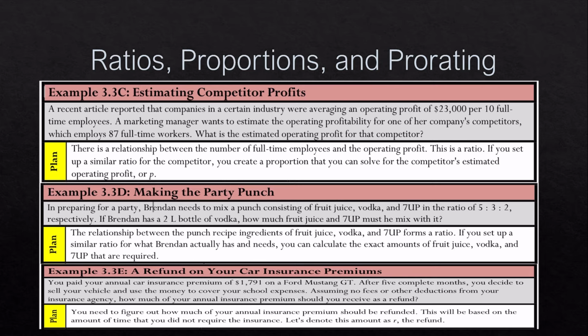So it's simple, it's not so difficult. The first step is that we are saying 23,000 profit against 10 employees. Then how much is going to be the profit with 87 employees? So these are employees and these are the profits. This is the ratio. The research reflects that 23,000 is the profit with 10 employees. How much profit will there be for 87 employees?